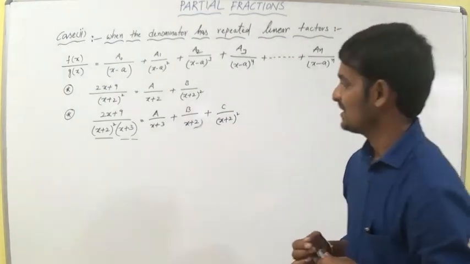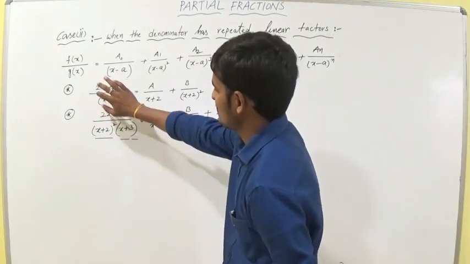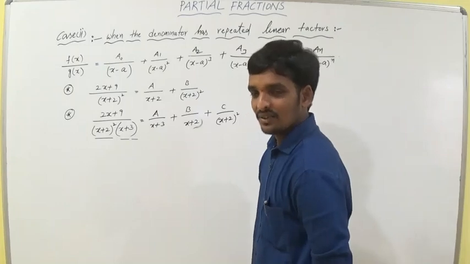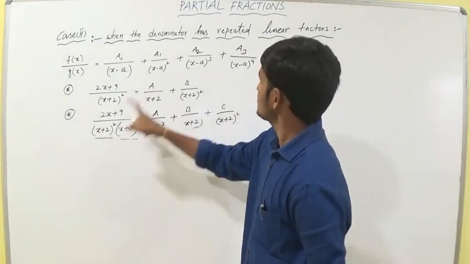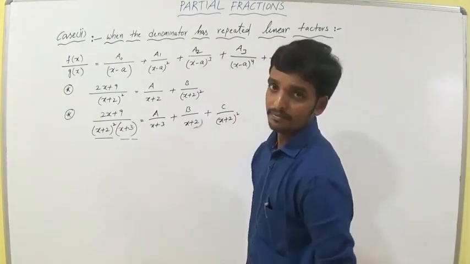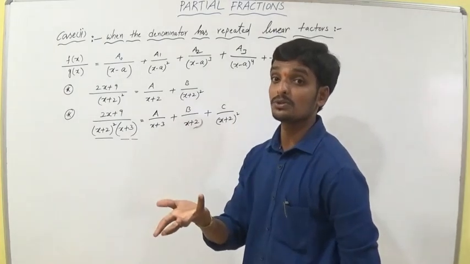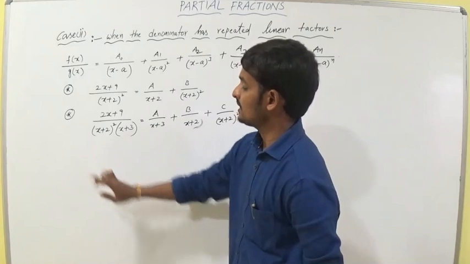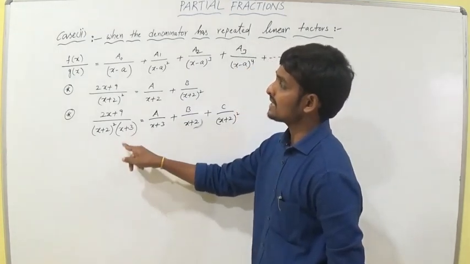You understand? Sure. This is okay. There is no doubt about here. So here also nothing is there. First of all, x plus 2 whole square is a repeated linear factor. X plus 2 whole square, x plus 2 is coming 2 times. And the linear factor x plus 3. This is the mixed case.